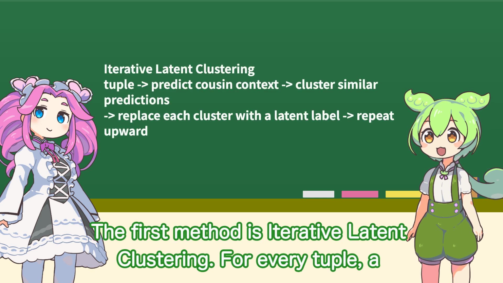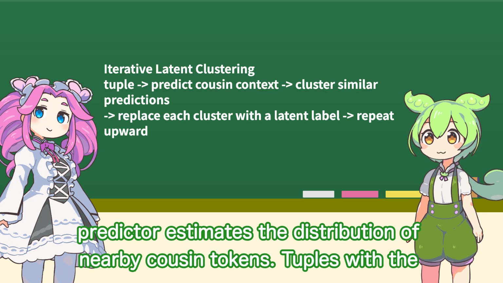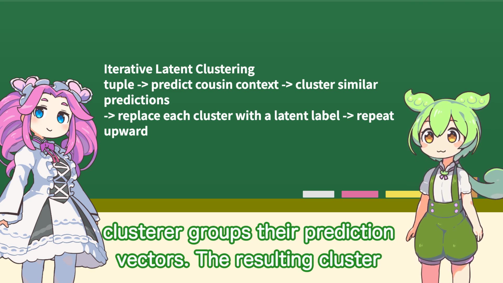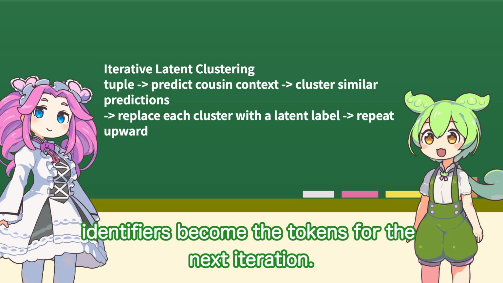How does the paper recover those synonym classes without using the hidden labels? The first method is iterative latent clustering. For every tuple, a predictor estimates the distribution of nearby cousin tokens. Tuples with the same hidden parent have the same expected cousin context, so a cluster groups their prediction vectors. The resulting cluster identifiers become the tokens for the next iteration.